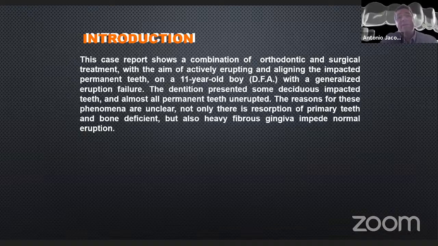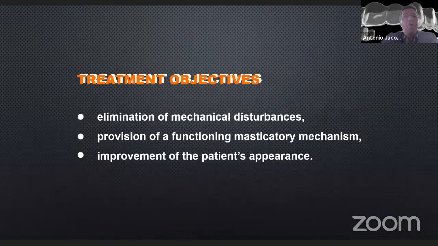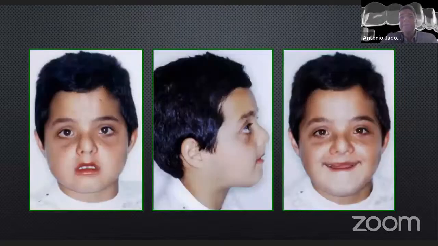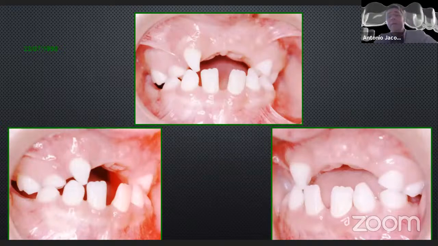Not only is there a resorption of primary teeth and bone deficiency, but also heavy fibrous gingiva that impedes normal eruption. So the objectives of the treatment were the elimination of mechanical disturbances, provision of a functioning masticatory mechanism, and improvement of the patient's appearance. So this is the boy at this time. He has this occlusion. He is almost 11 years old, and just 2 permanent incisors have erupted normally.